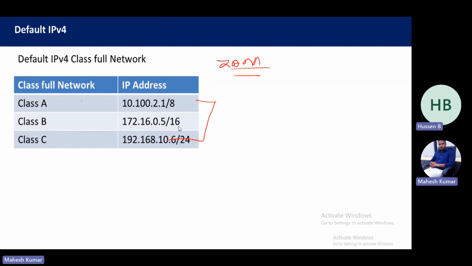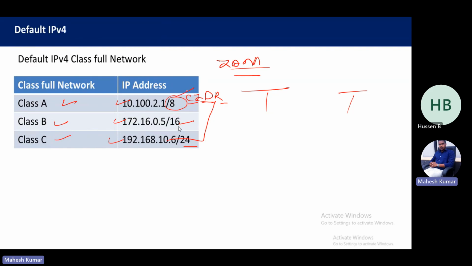Okay, sir. So class A, class B, and class C are given as free IP addressing, which we can generally use on our private network side. By default, the value is 8 for class A. We call this value the CIDR, classless inter-domain routing. By default, class B is 16 and class C is 24.